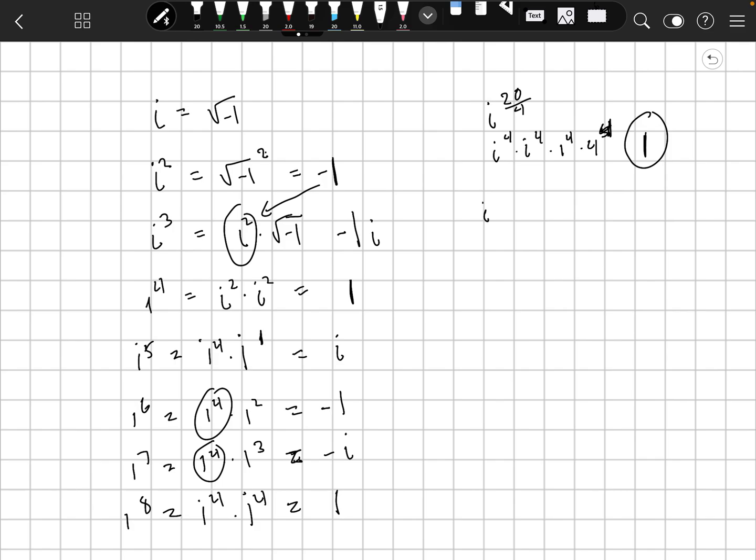Let's do i to the 21st. Well, 4 goes into 21 five times with 1 left over. So if there's a remainder of 1, it's going to be like 1 times i. So i to the 21st is going to be i.